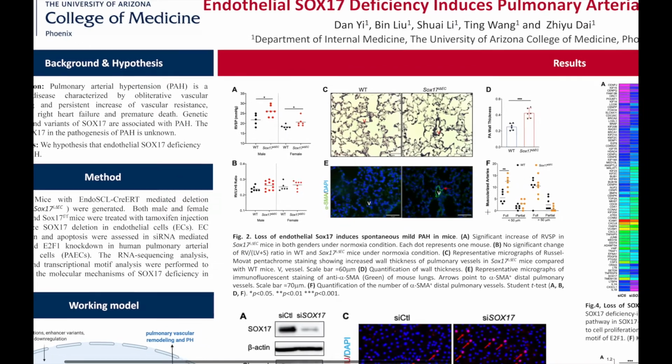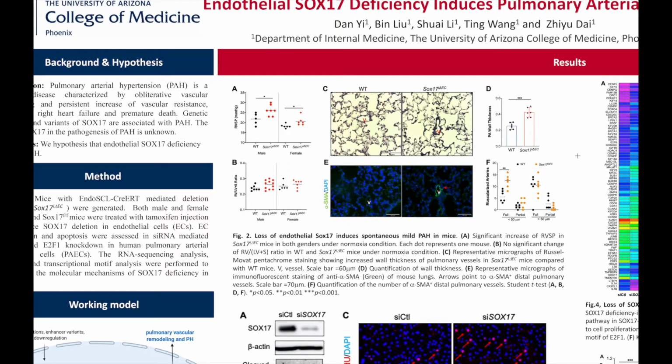Then we did an animal study. We used SOX17 endothelial knockout mice. We found the SOX17 knockout mice has a higher RVSP than the wild type, both in male and female, but there's no difference in RV ratio. And the SOX17 knockout mice has a larger wall thickness than the wild type mice.